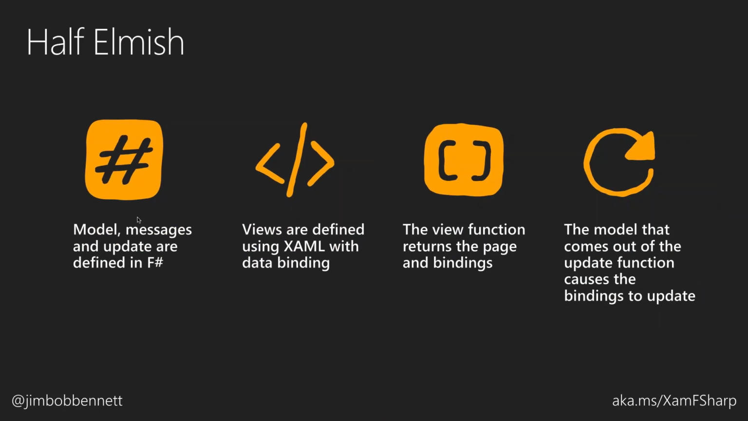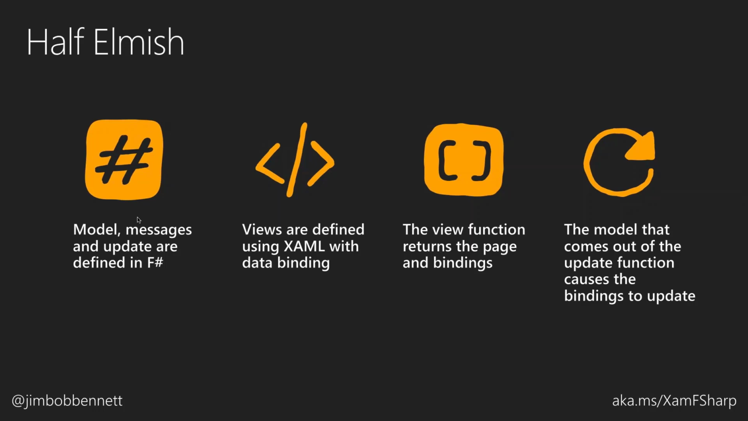Your model, your messages, your update function, you define those in F#. But your views are defined using XAML with data binding. So this is what you're used to. This is the kind of XAML you would build every single day as a Xamarin.Forms developer, still using data binding. And then your view function, instead of returning a virtual UI, it returns the values of your data binds. So it actually returns the values of the binding.